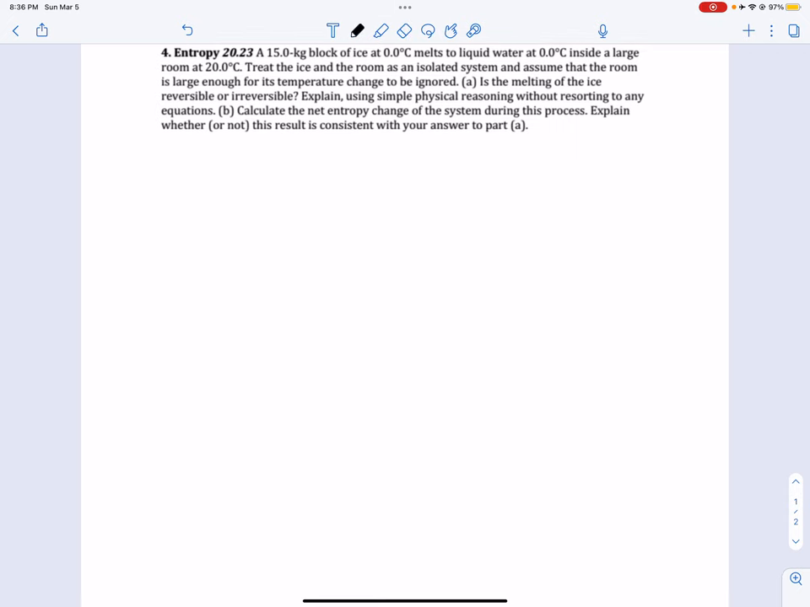Okay, so to start off, I'll write down my givens. I know that the mass of the block of ice at 0 degrees Celsius, which is also the mass of the melted liquid water at 0 degrees Celsius, is 15 kilograms. Notice the temperature stays constant: 0 degrees for the block of ice and 0 degrees for the melted water.